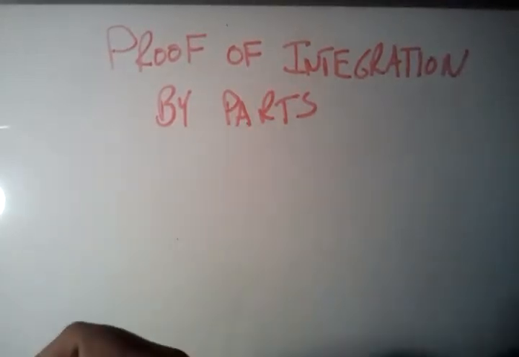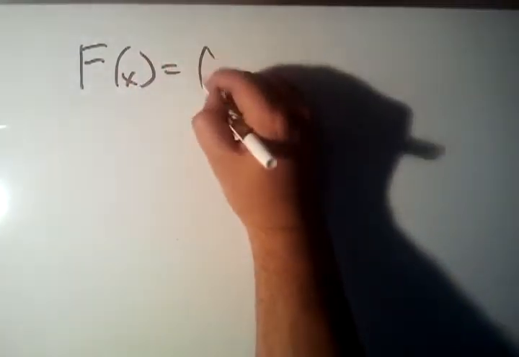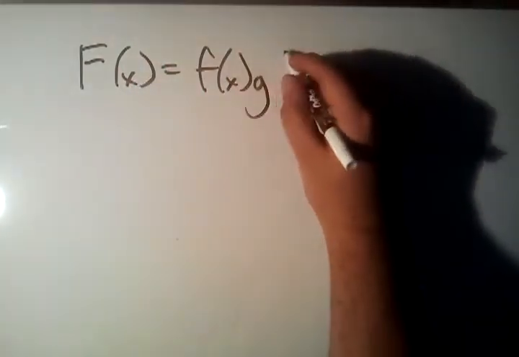In this video, we'll be doing the proof of integration by parts. The proof is actually simple compared to our chain rule and product rule proof, because this proof stems from the product rule. So the product rule, as we know, we're going to define a function big F of x equals little f of x times g of x.